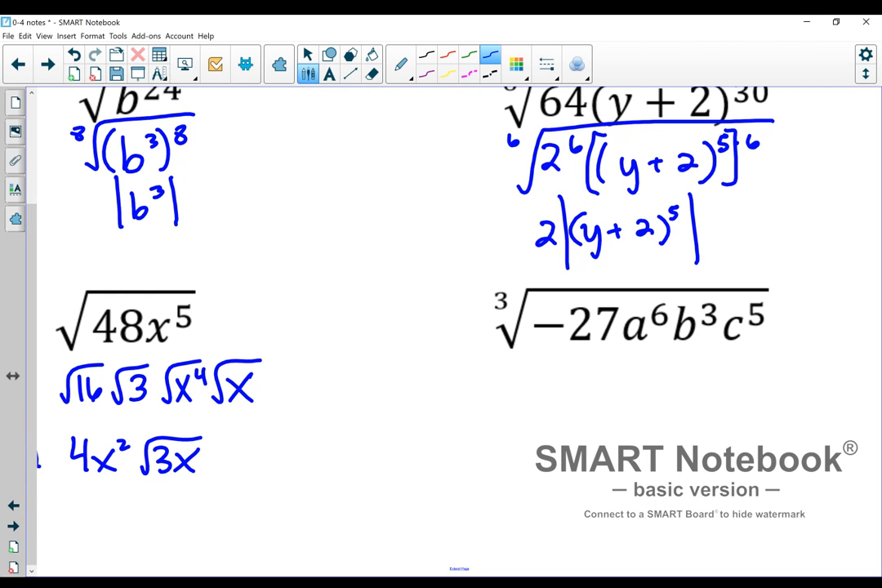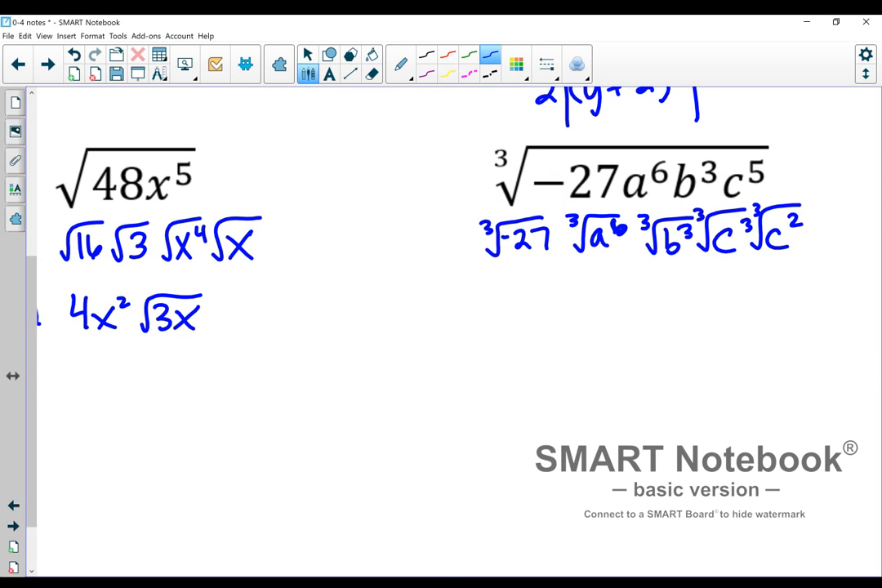I am looking at a very strange root. Let's see. Cube root of negative 27. That's just going to be a negative 3, isn't it? I'll have a cube root of a to the 6th. I'll have a cube root of b to the 3rd. It doesn't look like a b there. It looks like a 6. And then the c to the 5th, I'm going to make it c to the 3rd times the c squared. And these are all cube roots.